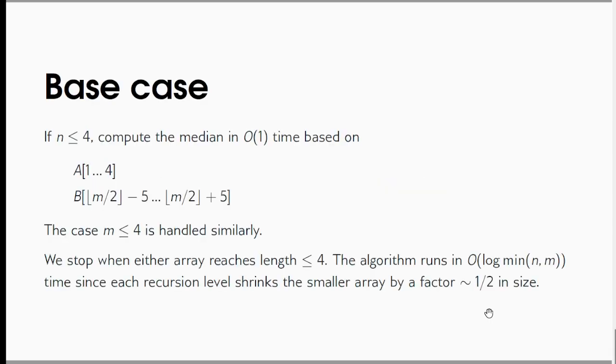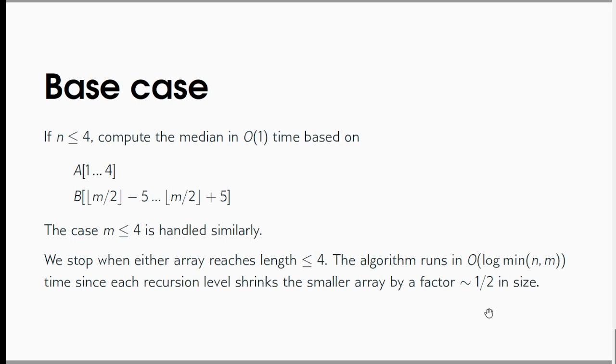So what is the base case here? I'll just pick 4. I will leave this as an exercise, but you can compute the median of A and B in constant time by just looking at A1 up to A4 and B of m over 2 minus 5 to B of m over 2 plus 5. Based on these constant number of elements, you can figure out the median. Think about why. The case of m less than or equal to 4 is handled similarly.